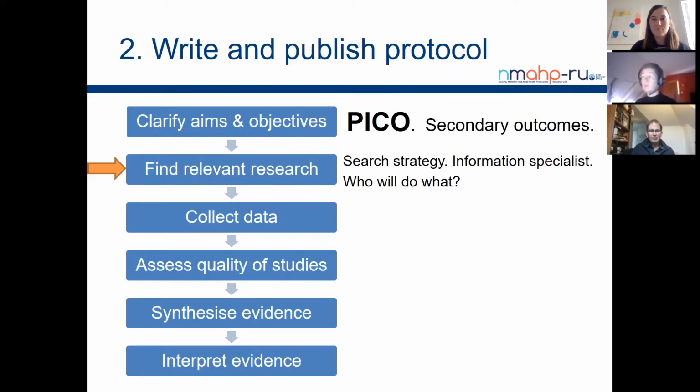Are you going to have 2 people looking at the abstracts? If so, what are you going to do if they disagree? So lots of questions to think through and answer.